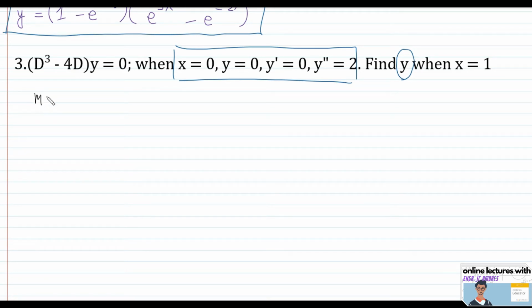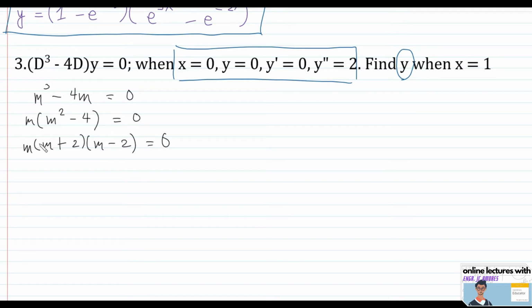We have the auxiliary equation would be m cubed minus 4m is equal to 0. So first we factor out m. So we have m squared minus 4. And we can factor m squared minus 4 as m plus 2 times quantity m minus 2. So the values of m would be, first, m sub 1 is equal to 0, m sub 2 is equal to negative 2, and m sub 3 is equal to positive 2.